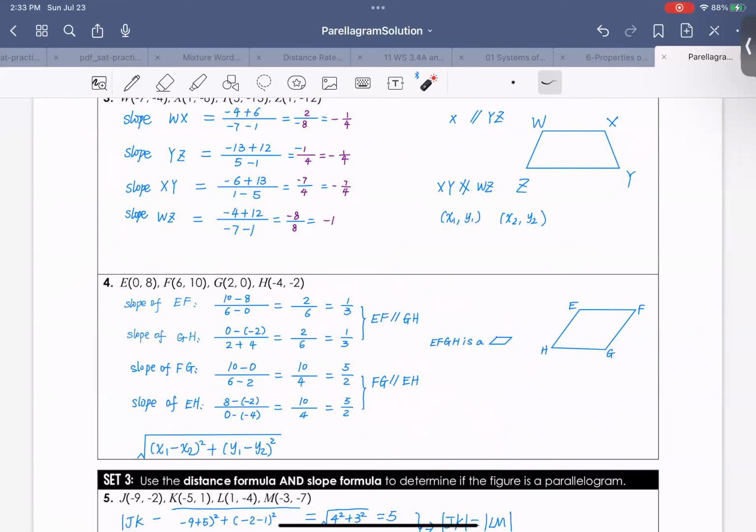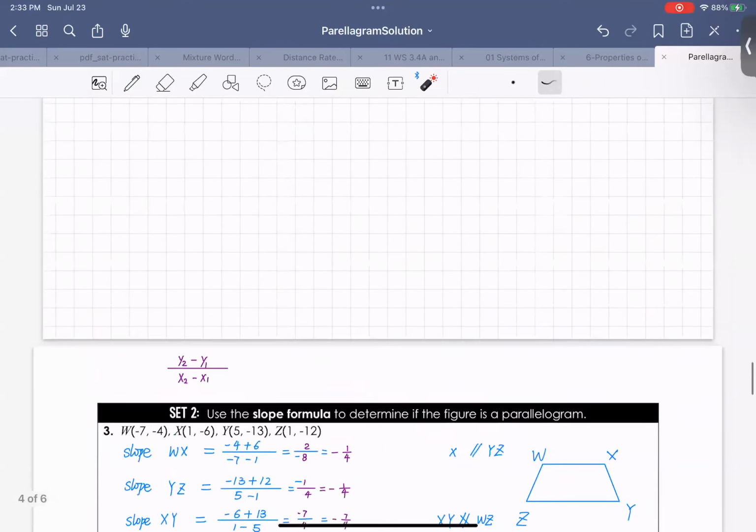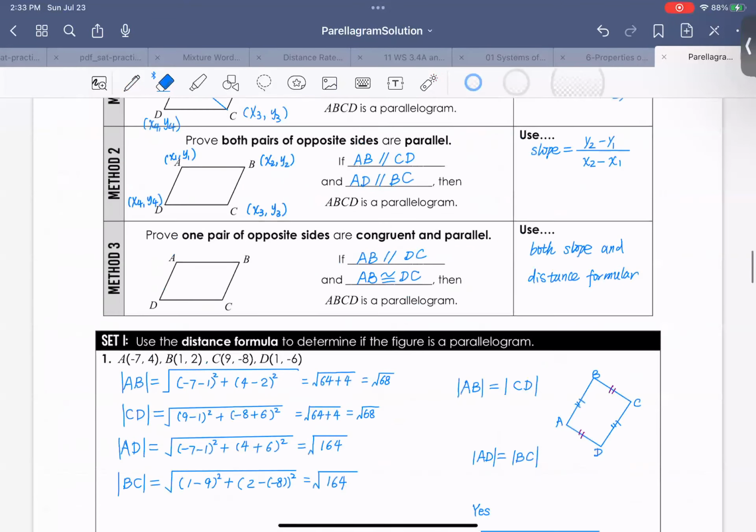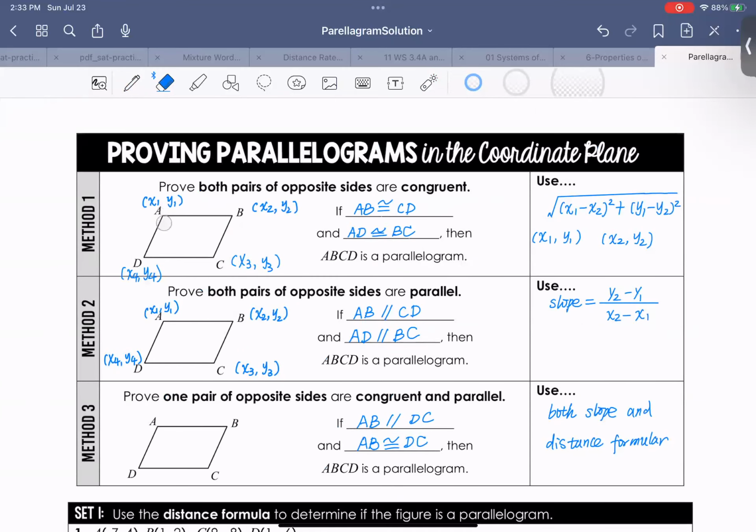Next one is the last method. The first two methods we are talking about: number one, you show the opposite sides equal. Number two is you show the opposite sides parallel. Number three is you show that the opposite sides are not only equal but also parallel at the same time, then you will have a parallelogram. So you don't need to show these two pairs parallel. You don't need to show these two parallel and equal. You show this one parallel. This also equal. Then this will be a parallelogram.